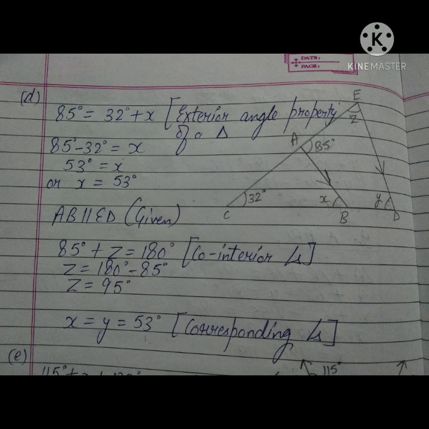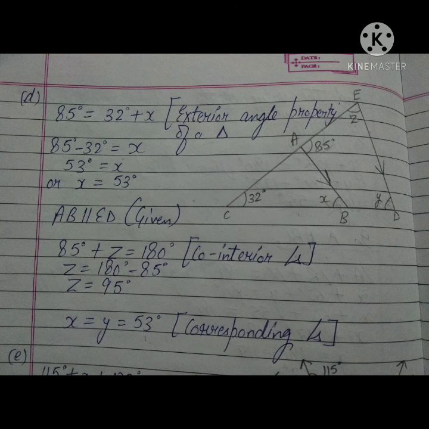AB is parallel to ED, so 85 plus Z is equivalent to 180 degrees. They are forming co-interior angles, and the sum of the two angles forming the co-interior angle is equivalent to 180 degrees. So Z is equivalent to 180 degrees minus 85 degrees. So Z is equivalent to 95 degrees.